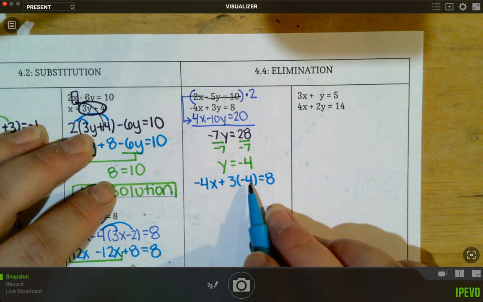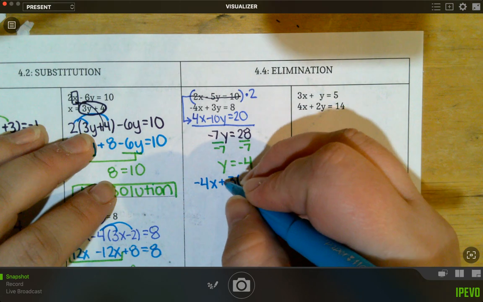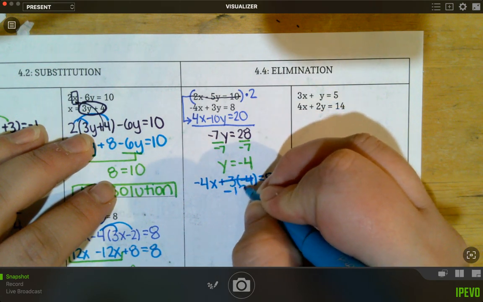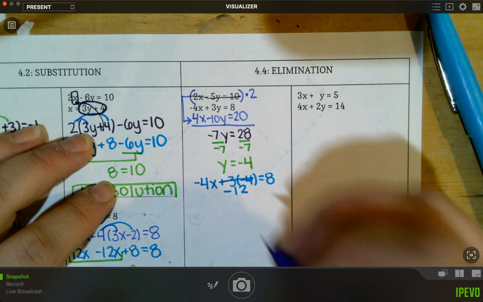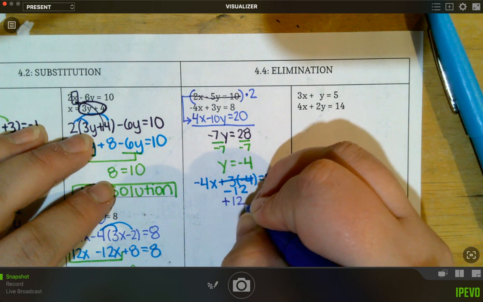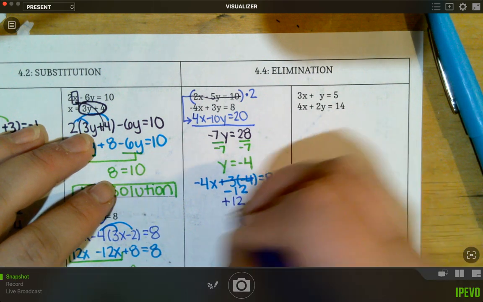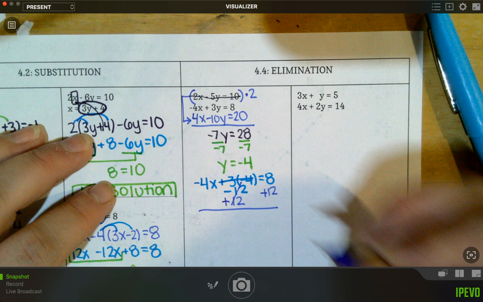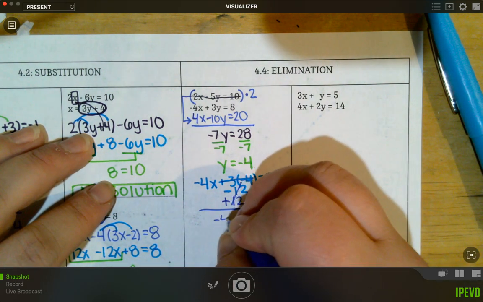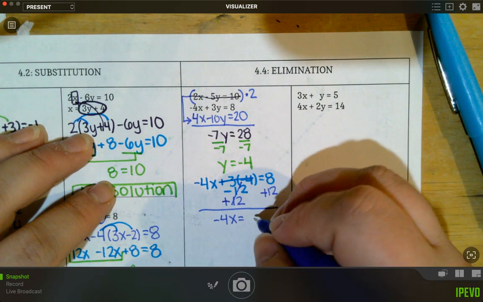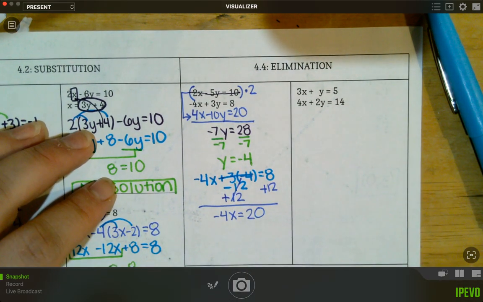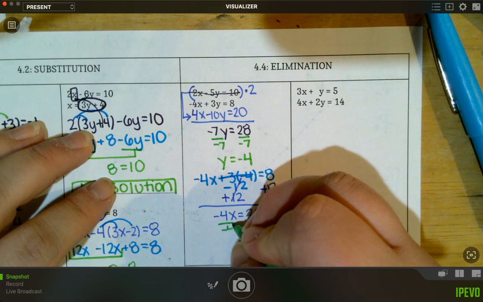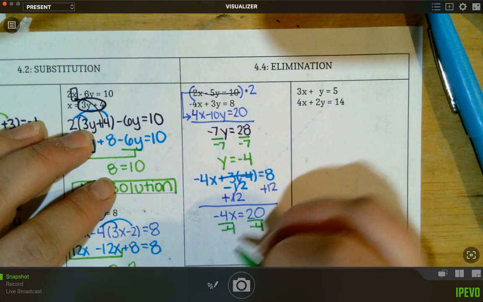Well, 3 times -4 is actually -12. So I'm going to cross that out and write -12. And then we have to solve this two-step equation. In order to get rid of this -12, I need to add 12. These cancel. And I have -4x equals 8 plus 12, 20. And then all I have to do is divide by the -4 on both sides.